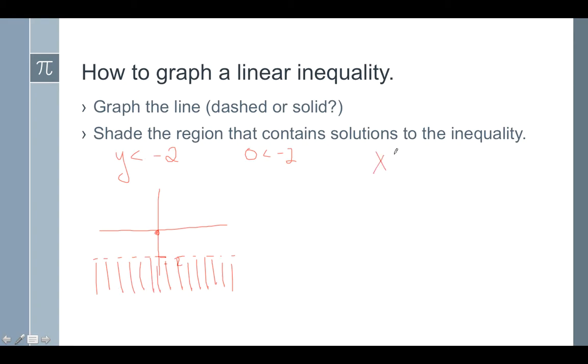We could also do something like this. x is greater than or equal to 1. Well, that's going to get something like this. At x equals 1, we have a vertical line. It's solid because it's equal to. And we're looking for x's that are greater than 1, so we're looking for this direction.